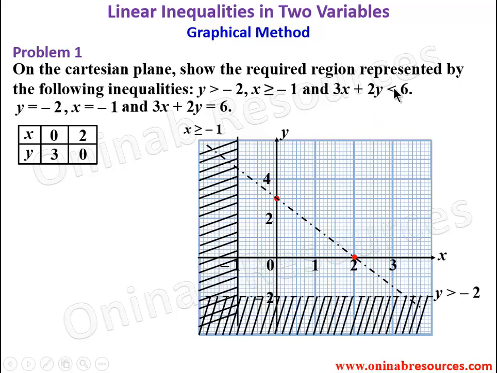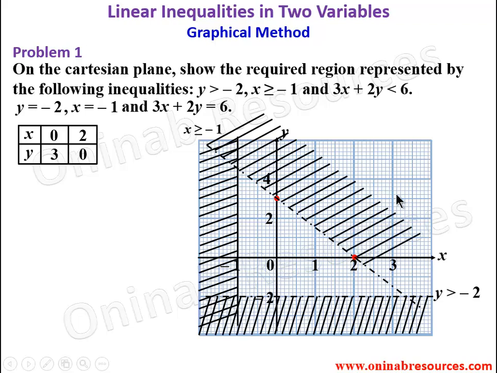So the symbol here is less than. Less than is the down part. This side is the required part of this straight line. So the upper part here is not required. And for the purpose of this video, we are shading the part that is not required. So we have it shaded. So this is for 3x plus 2y less than 6.